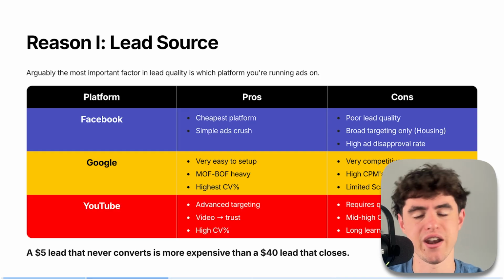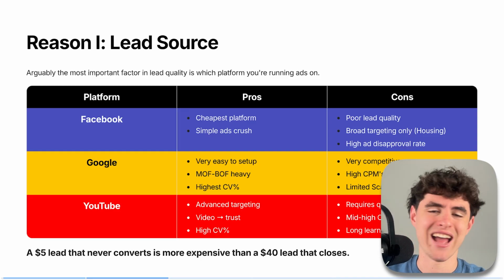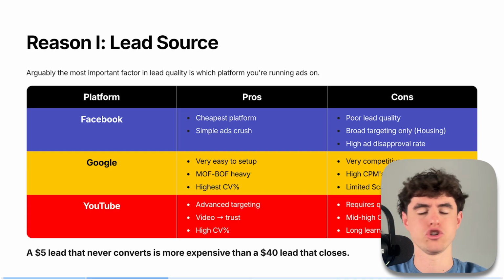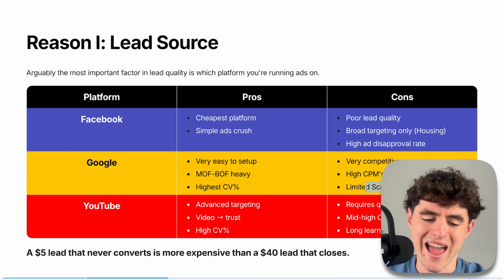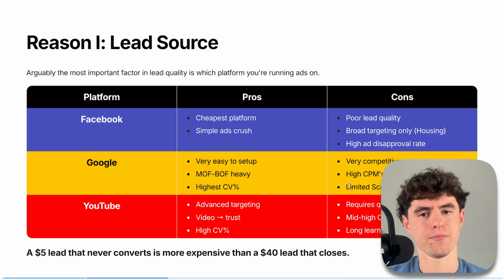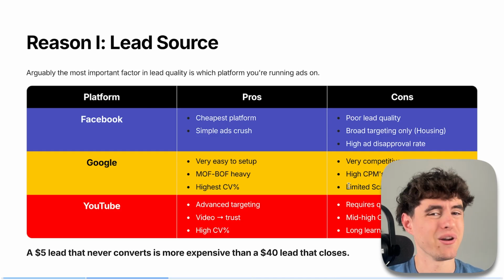And it's very competitive as well. Everyone else is running it. And so the people that have the highest budget are just outbidding everyone. And this is driving up the CPMs. And it's pretty limited in the scalability. It's predictable, but it's not scalable.